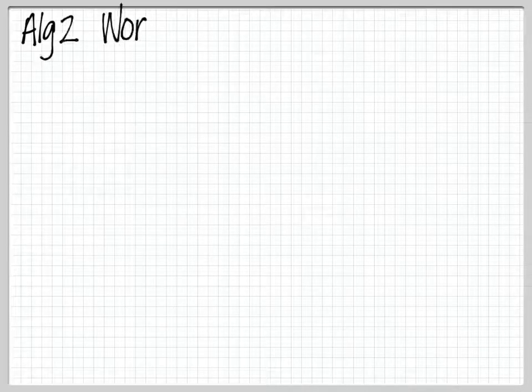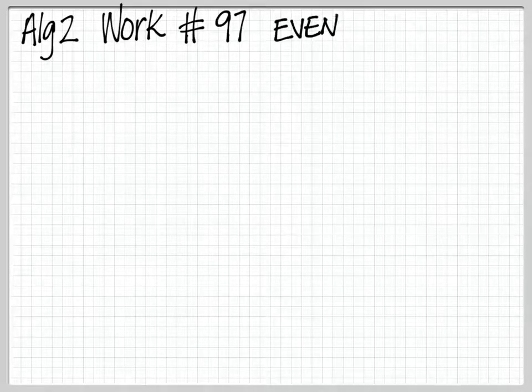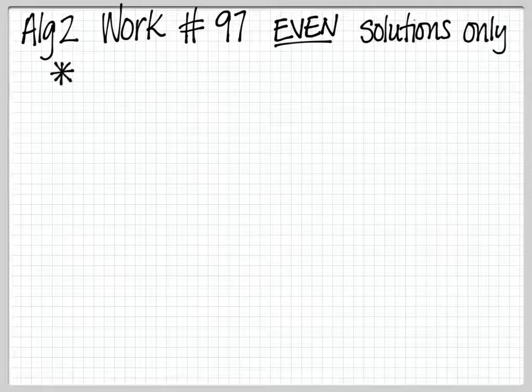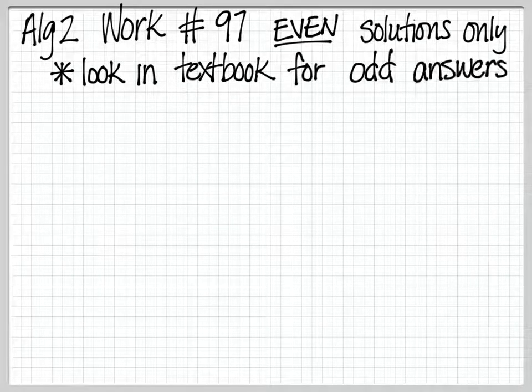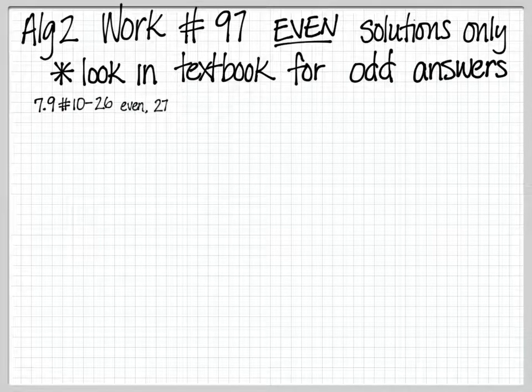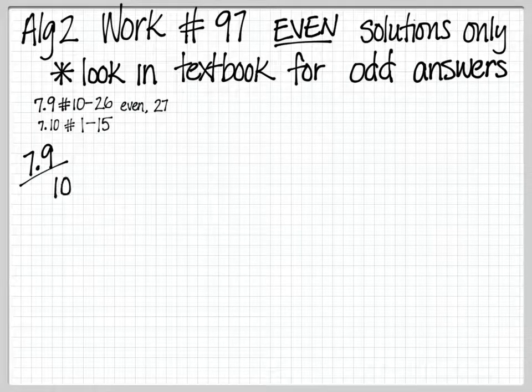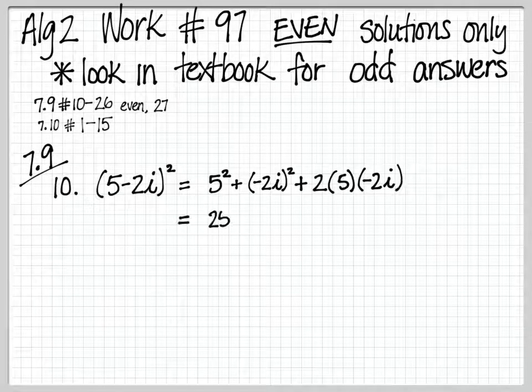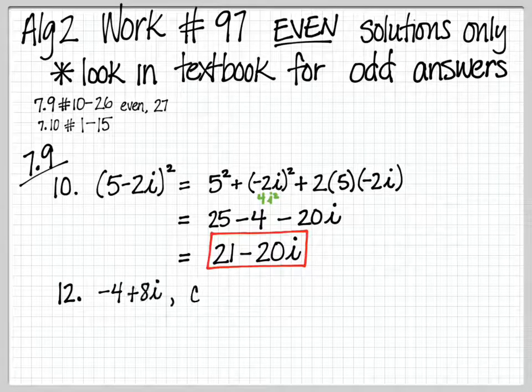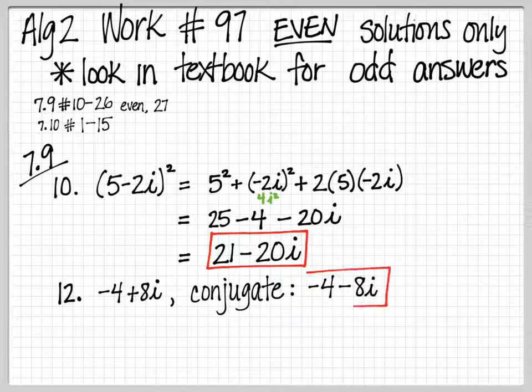This is the Algebra 2 work number 97, just the even solutions. You can look up in the back of the textbook the odd answers. You won't have all the work shown, but you'll have at least the answers to look at. So, for these problems, in the first one, you're going to multiply that. It's squared, so it's the first term squared and the last term squared, and twice their product.